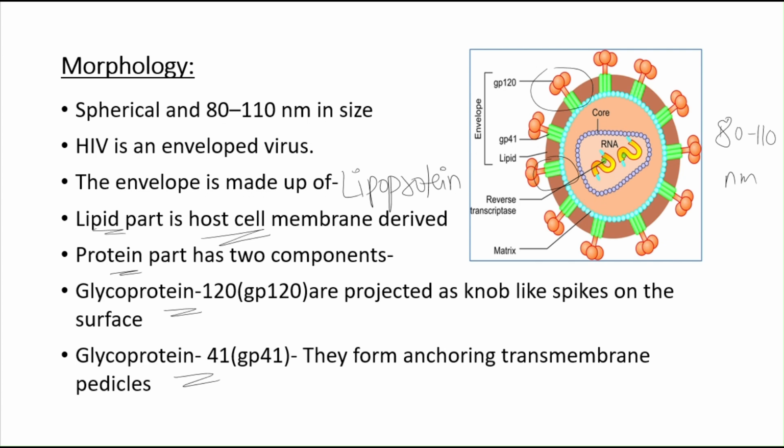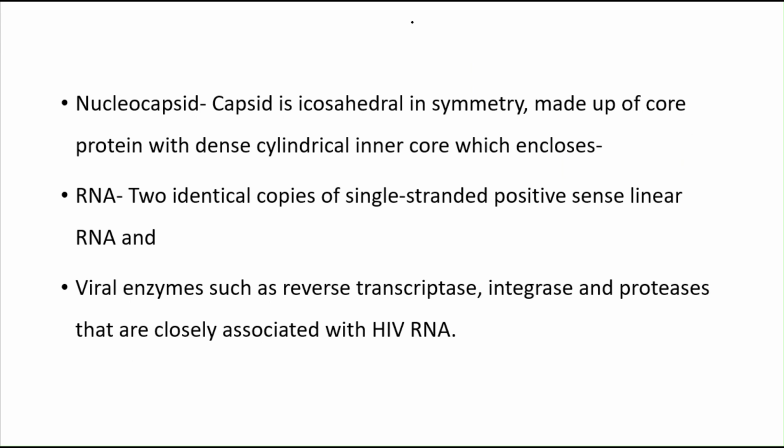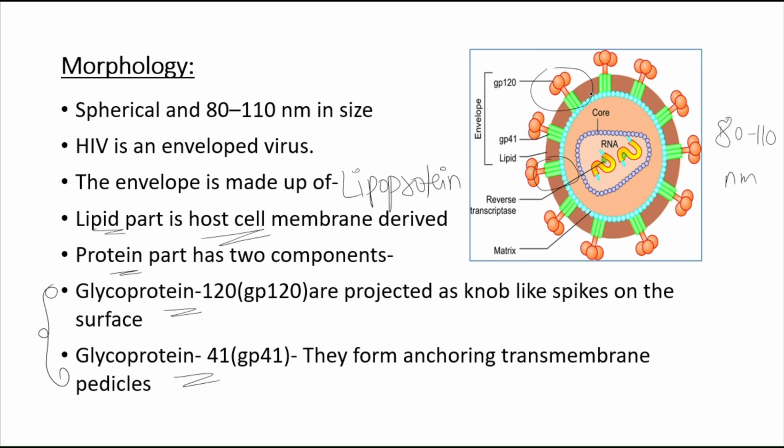Next, coming to the nucleocapsid. Next to the envelope, the outermost part of the virus, there will be the capsid, which is icosahedral in symmetry. Inside that there will be a cylindrical core, which encloses two identical copies of positive sense linear single-stranded RNA.